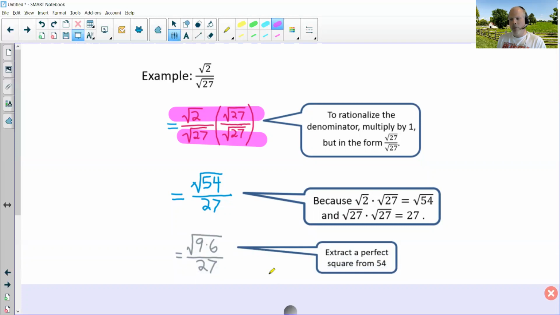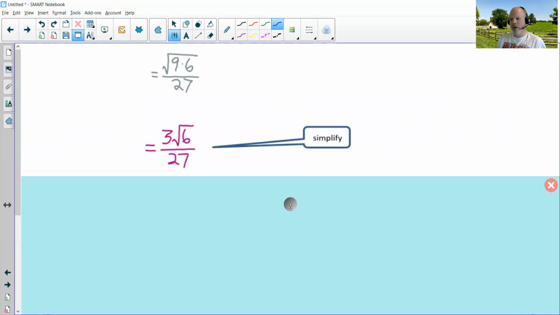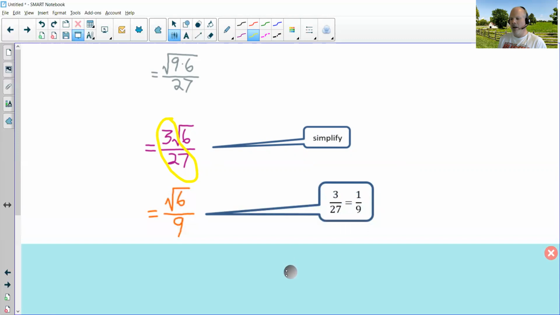And then 54 can be broken down into 9 times 6, where 9 is a perfect square. So the 9 will come out of the radical as a 3, and I will end up with 3 radical 6 over 27. And then one last step: you may notice that 3 over 27 reduces to 1/9. So my final answer for this one is square root of 6 over 9.